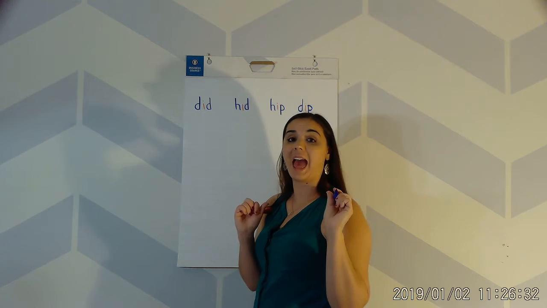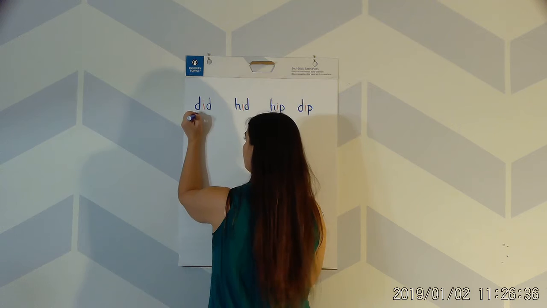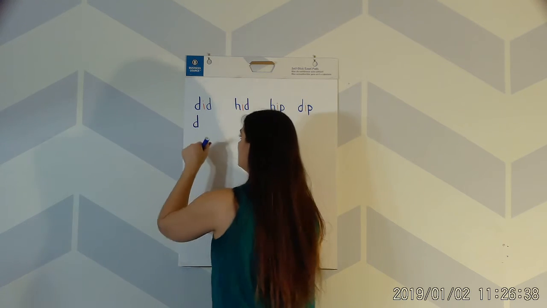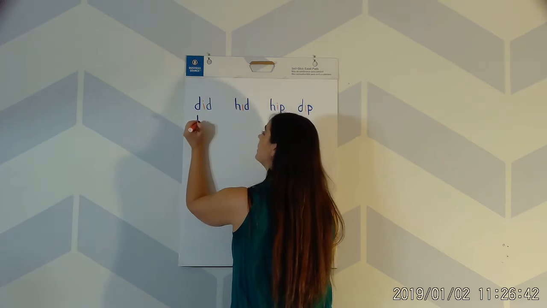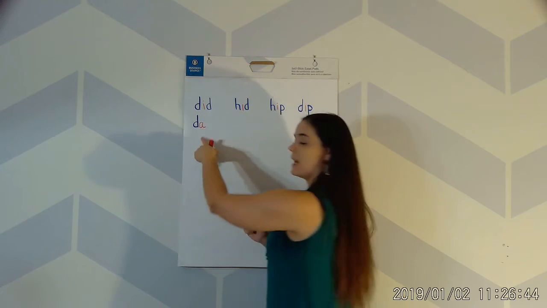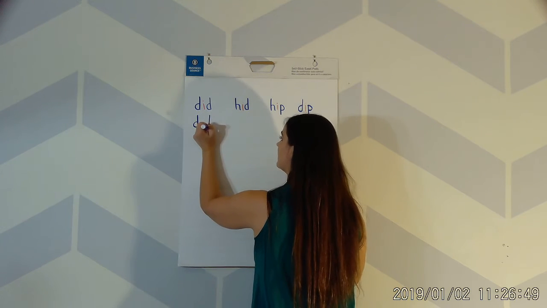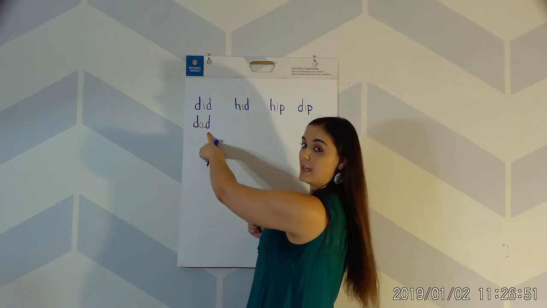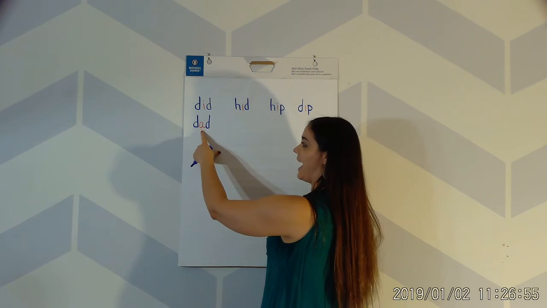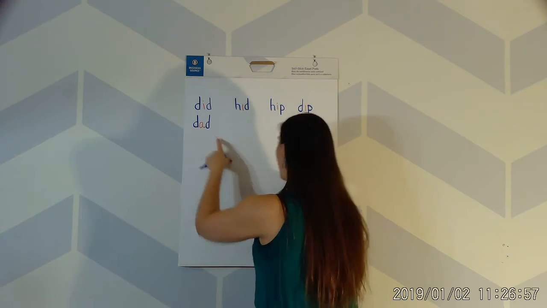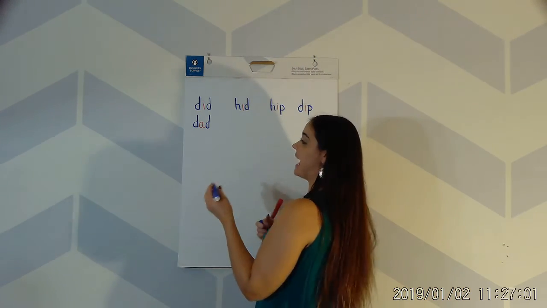Duh, a, duh, dad. So D says what? Duh. Thank you. A says what? And D says duh. Let's blend those sounds together. Duh, a, duh, dad. Next word, sad, sad.